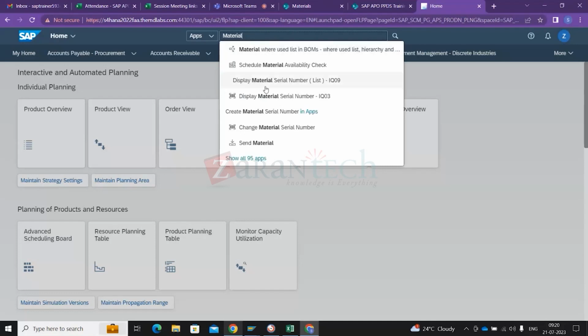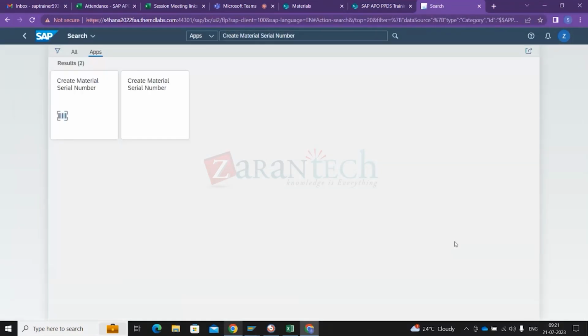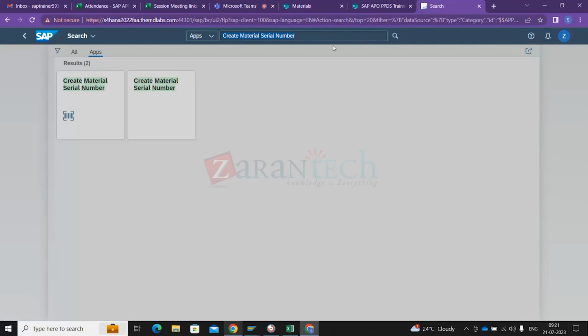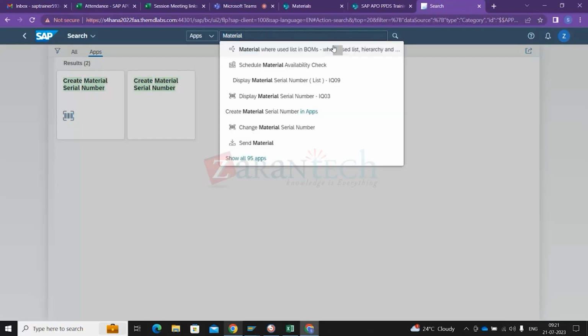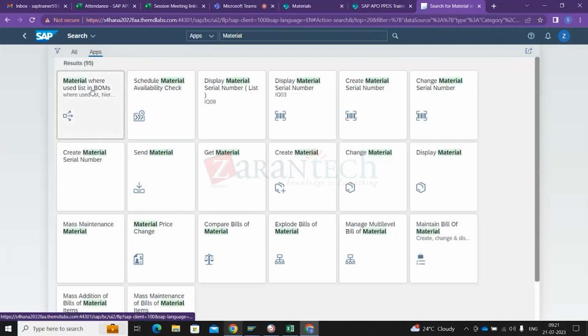Material where-used list, BOM, display material serial number, change material, send material, create material serial number. I suppose this is the one. Let's see if we got access. Now this is the serial number thing. So this talks about barcoding. Never mind. So display material serial number, send material. Looks like we have create material, change material, display material.